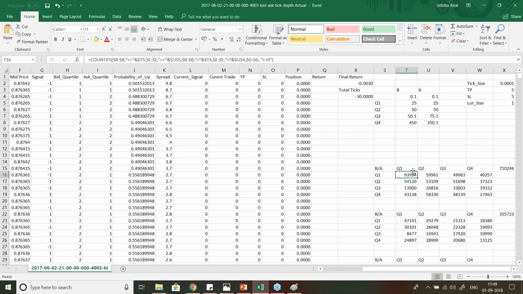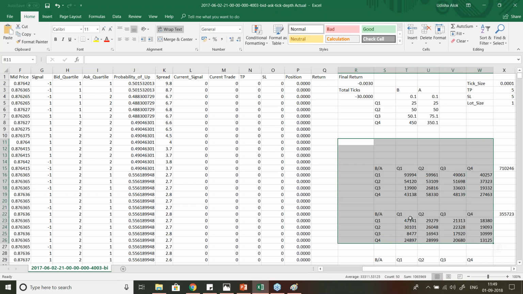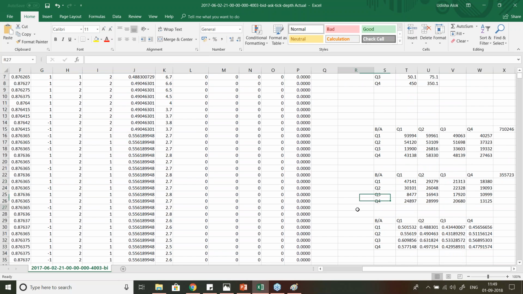You guys understood here the Q1 and Q1: of the total number of instances, how many of them belong to Q1 and Q1? That is what this table says. And this table says if the volumes are in Q1 and Q1, then how many times has it actually gone up? So I know that if my bid and ask are in Q1 and Q1, then my probability of the market or the mid price going up is 47,000 divided by 93,000, right? That is the probability of going up when the bid and ask are in Q1.